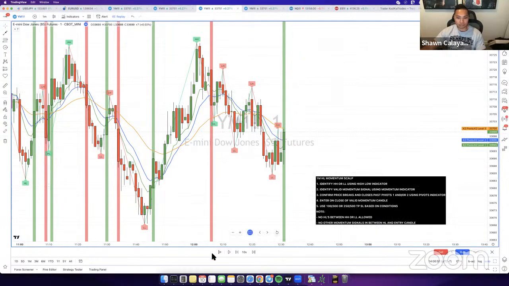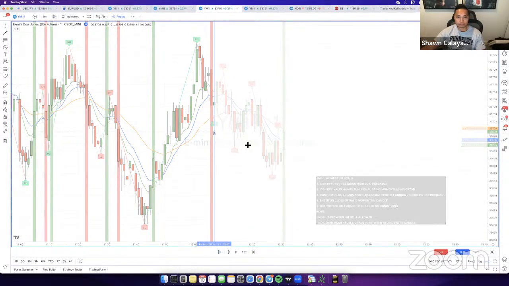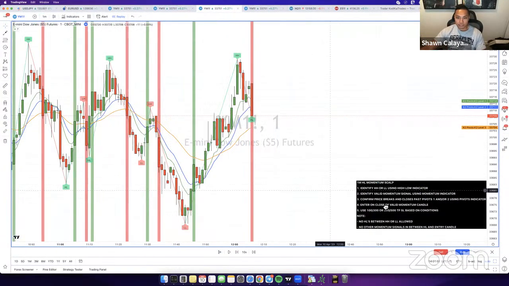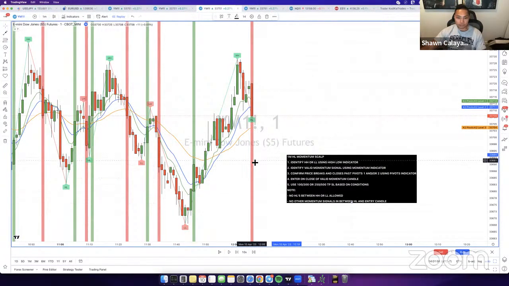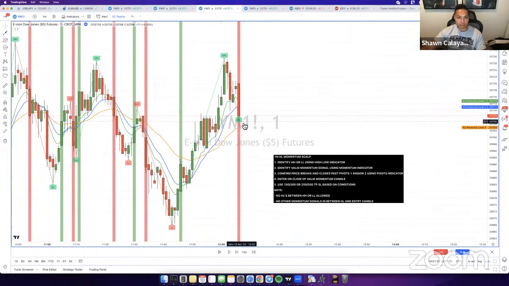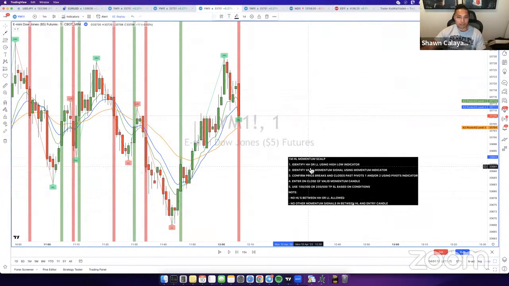I think the next one would be right here. This entry again came after 12, not an entry that I would personally take, but it's just one example of an entry that came up after the live session today. Looking at the first criteria, identify the higher high or lower low. There's a higher high right here. Second, you want to identify a valid momentum signal. There's a valid sell signal right here, a red candle within the sell signal. So we have criteria 1 and 2 met.